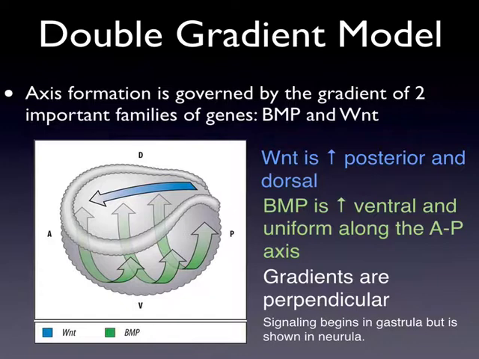BMP is ventral and uniform along the AP axis. It's not uniform as it is going dorsally from ventral. So along the DV axis, its highest concentration is ventral and its lowest concentration is dorsal. But along the AP axis, it's fairly uniform. And these gradients are perpendicular to each other. Okay, now this is going to be very important.